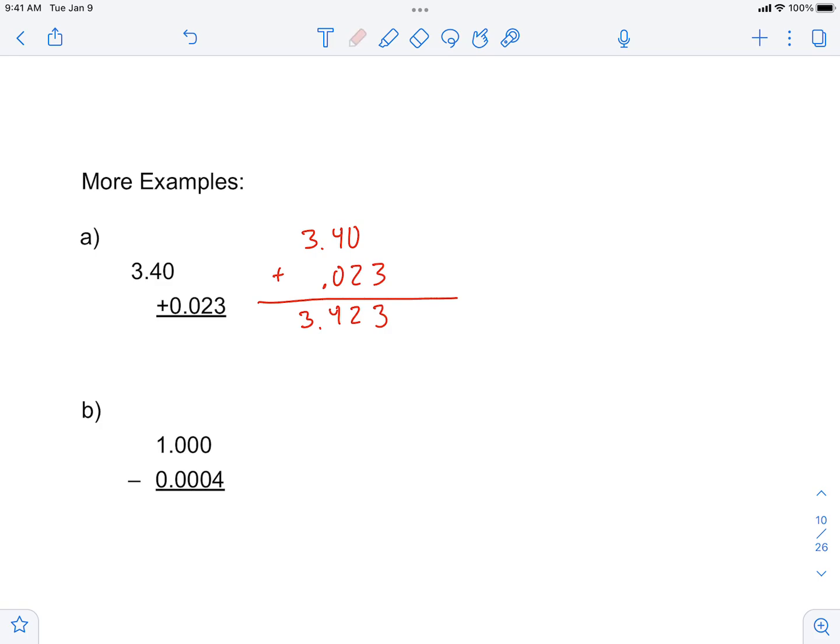Okay, so this is your raw answer, right? But of course, what do they have in common? They only have the hundredths place in common, so your answer will be rounded to 3.42. Did you get that? Yep. All right, good.